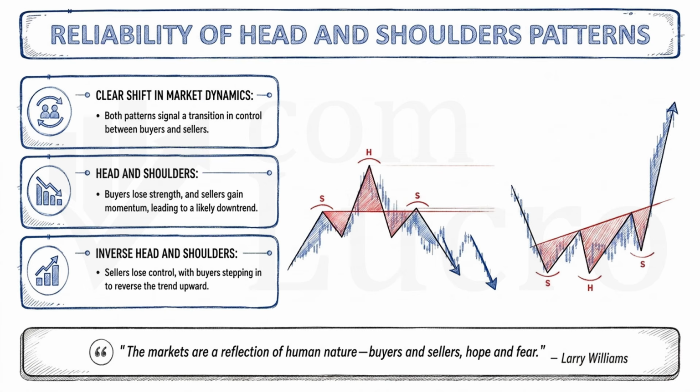Both versions of the head and shoulders pattern are valuable because they reveal a clear shift in market behavior. In the standard pattern, buyers gradually lose momentum until sellers take control after the neckline breaks. In the inverse pattern, sellers progressively lose strength until buyers confirm a potential reversal by breaking above the neckline.